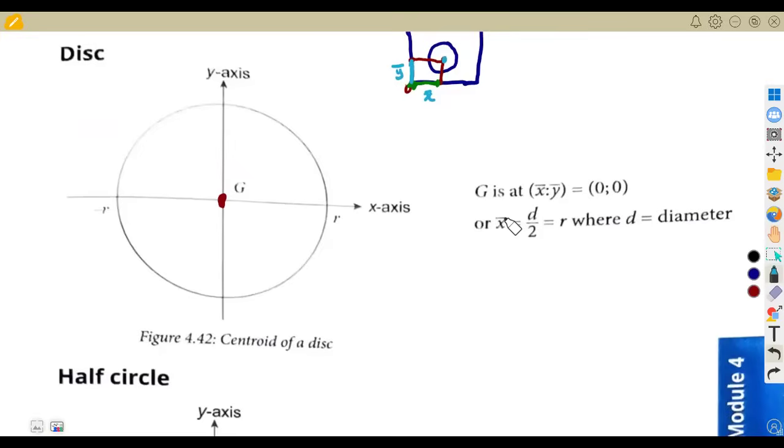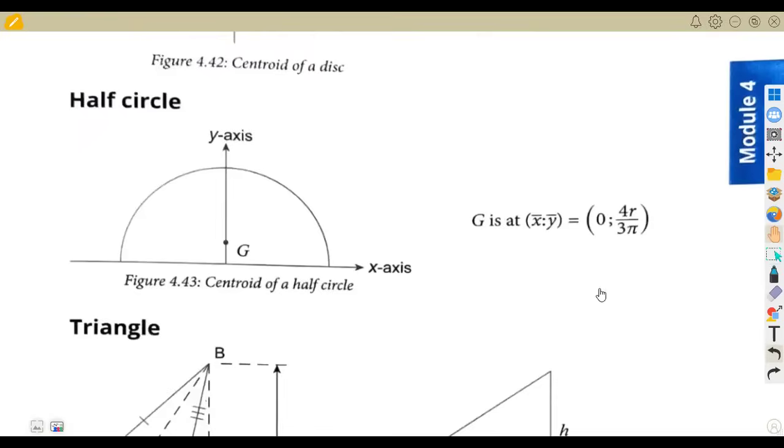This is the one they are trying to explain here, that the x is going to be diameter over 2, which is equal to the radius. But it is not a condition of this one. It's not on this part. We shall talk about that.